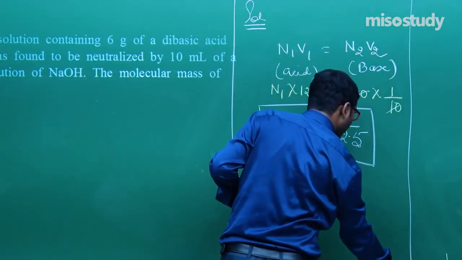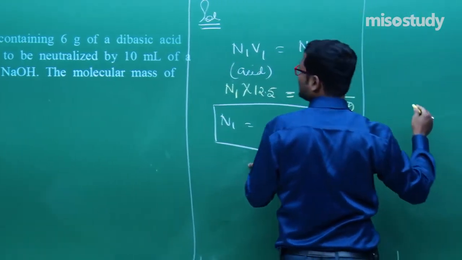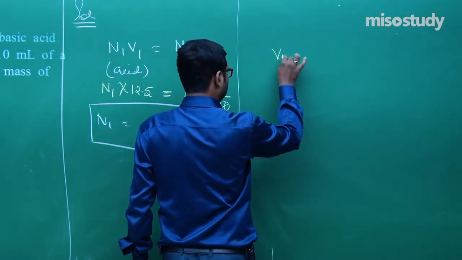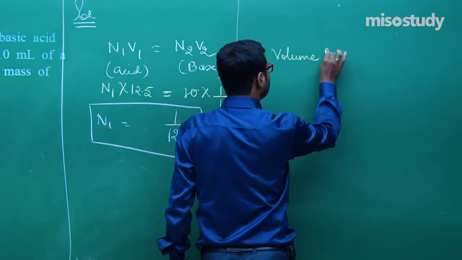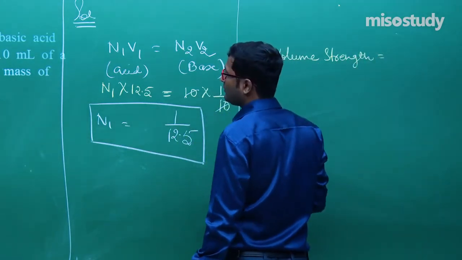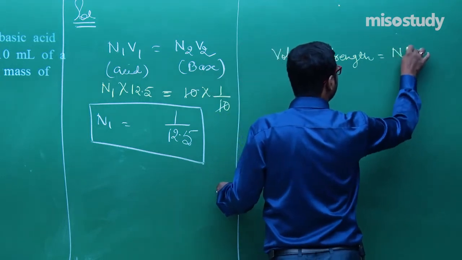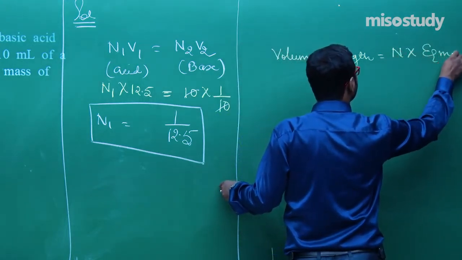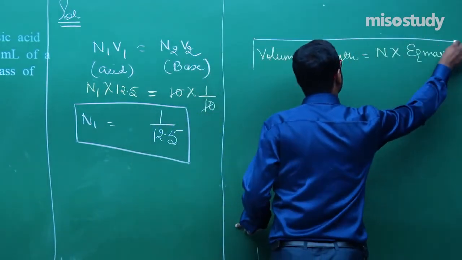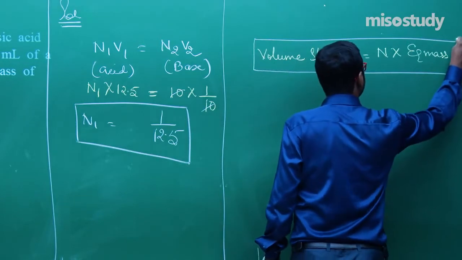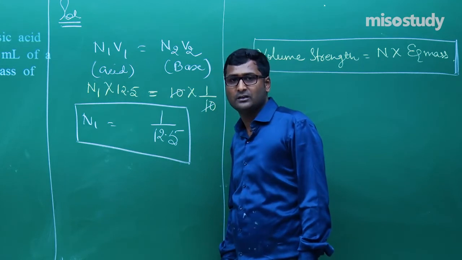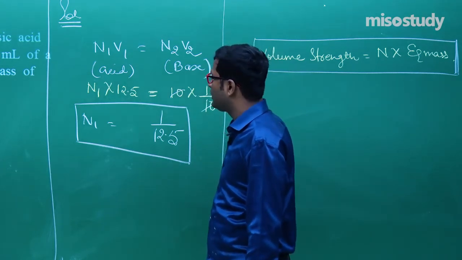Now moving here, what to do next? As we know, volume strength. Clear to you? Volume strength is equal to normality into equivalent mass. Now tell me what will happen in this case. Volume strength is equal to normality into equivalent mass. Do you remember this? That is, the volume strength is equal to normality into equivalent mass.